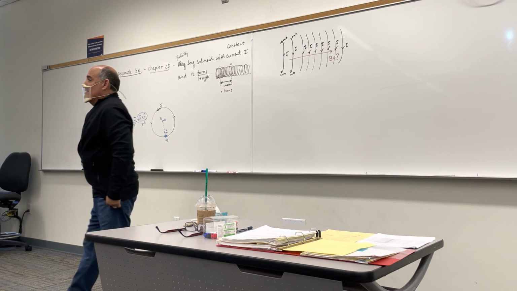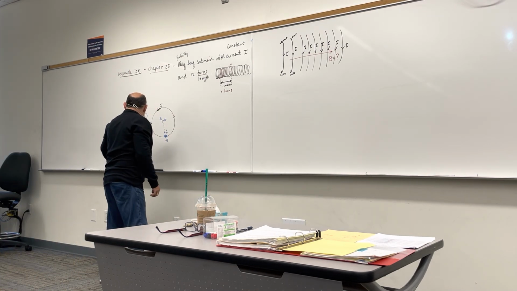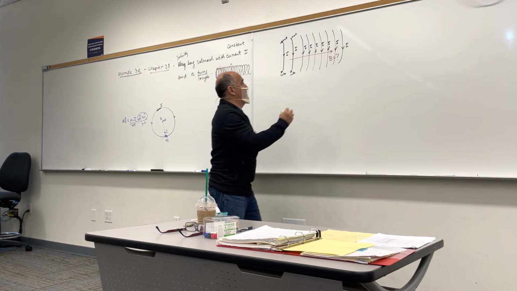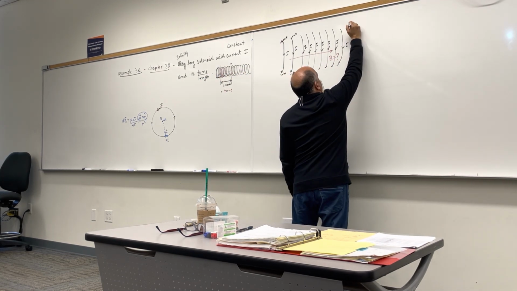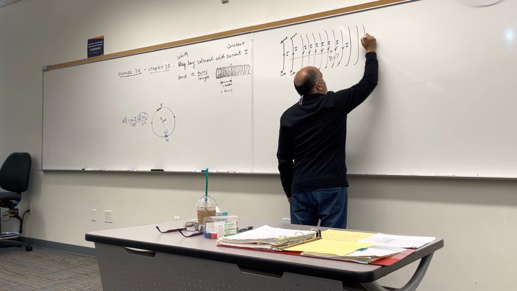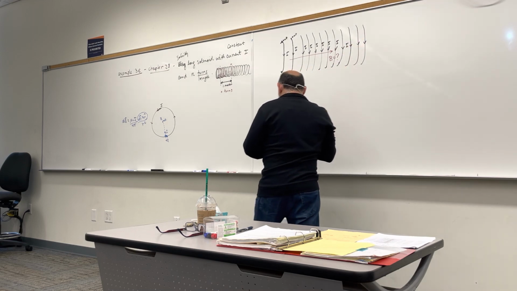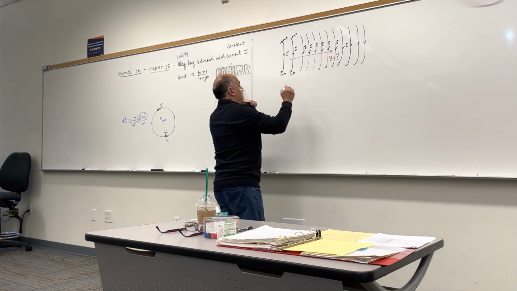Okay? So the Amperian loops that we imagine here, remember, these Amperian loops do not exist. These are just things that we put in. The Amperian loop that I am going to imagine, I'm going to use this green for that, is going to be something like this.